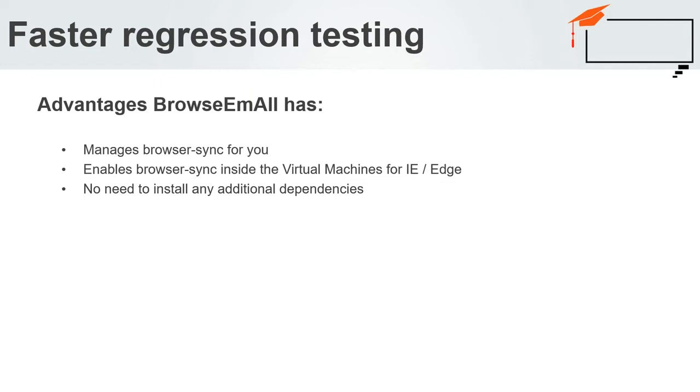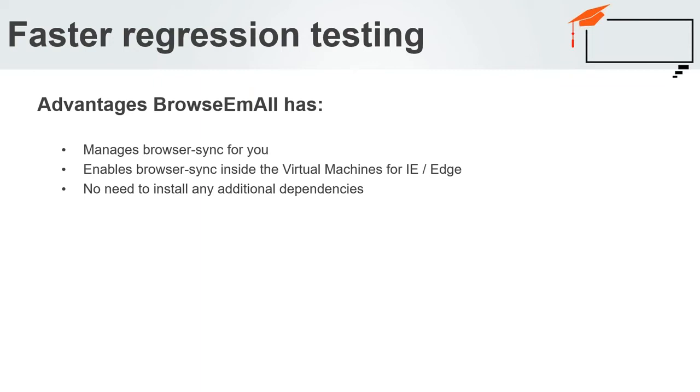So, for example, with BrowseEmAll you could run all 4 different versions of Internet Explorer side by side, all of which would be running in a virtual machine because they cannot run on your local machine directly. And all your input to one of these browsers would be synchronized to the other virtual machines as well, which can be really handy for regression testing, especially if you need to test Internet Explorer or Microsoft Edge as well.